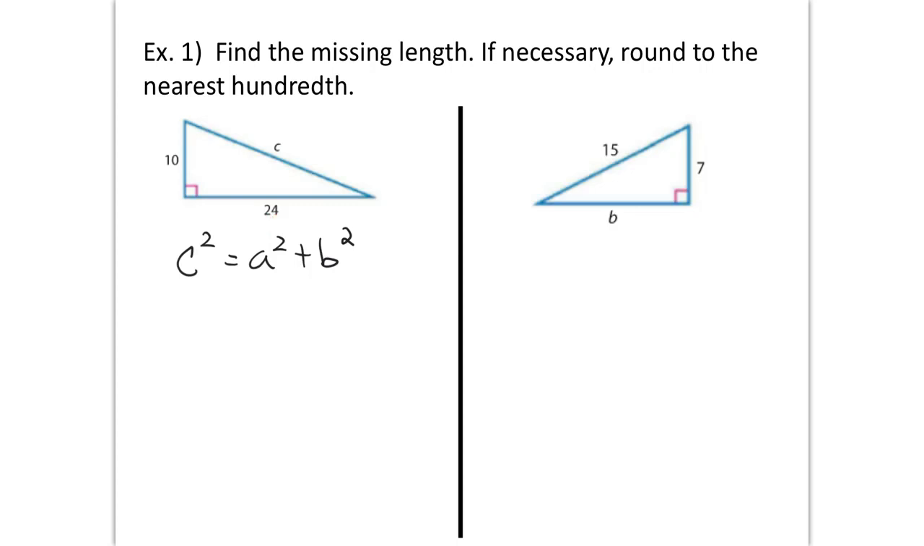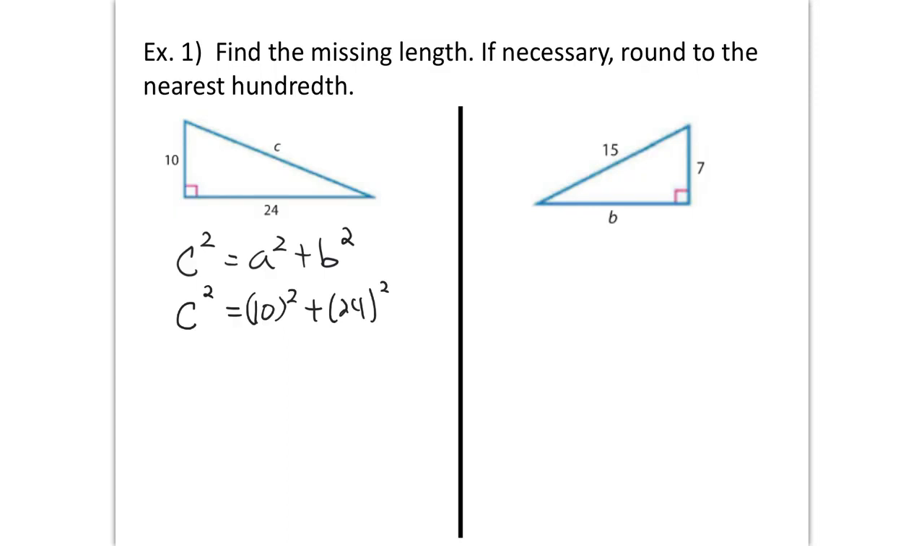I'm going to substitute those values into the formula, and I have to be careful where I substitute, because I'm not going to substitute anything for C. That's going to be my hypotenuse. That's what I'm looking for. I do have A, which is 10 squared, and I do have B, which is 24 squared. Now you guys need to simplify, and then we need to get C by itself.